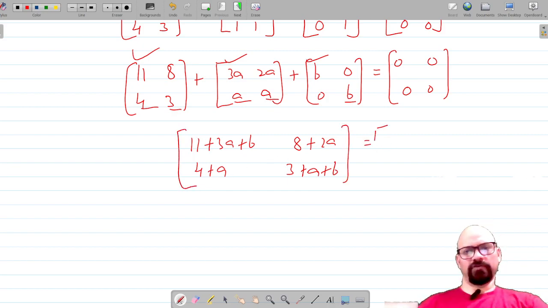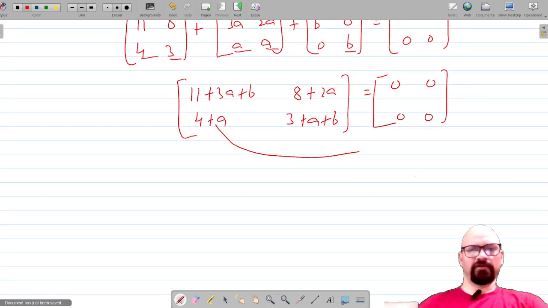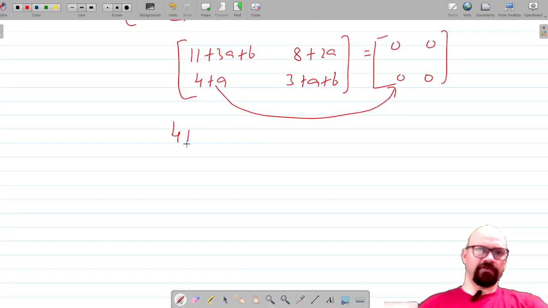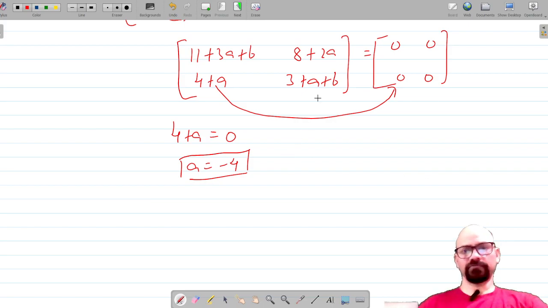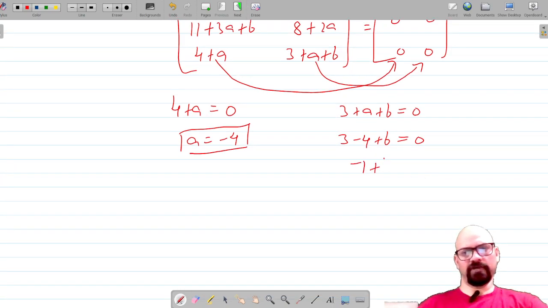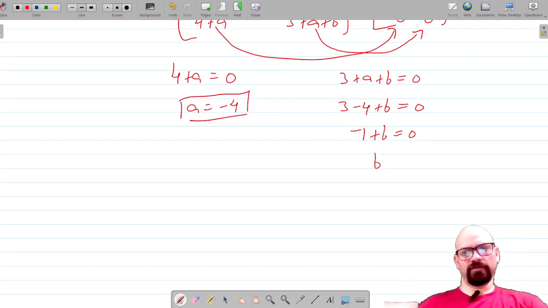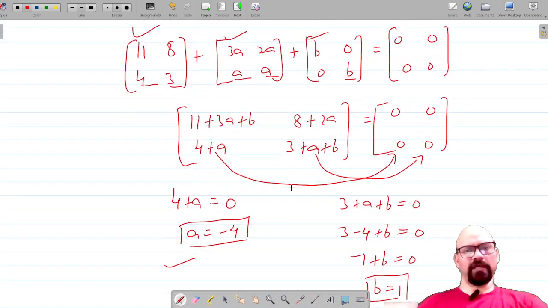Now these two matrices are equal, so that means their corresponding elements are equal. So 4 plus a is equal to 0, which gives us the value of a, and a is equal to negative 4. Let's compare the other element to 0. So 3 plus a plus b is equal to 0. With a as negative 4, this is negative 1 plus b is equal to 0, and b is equal to 1. So these are the values of a and b.